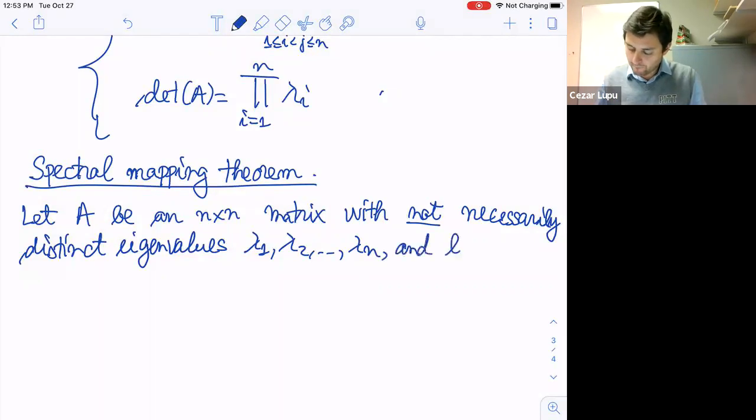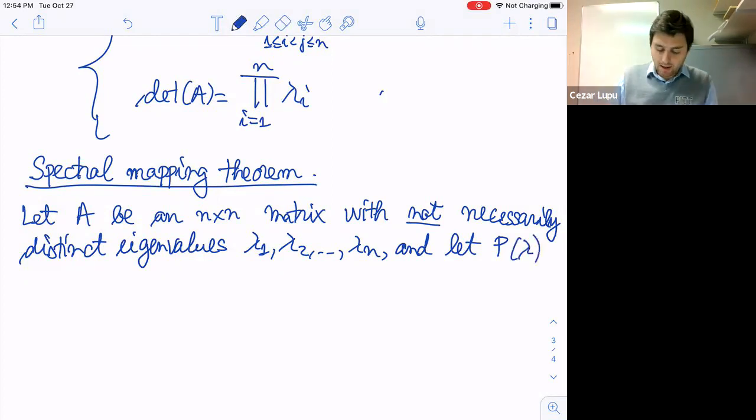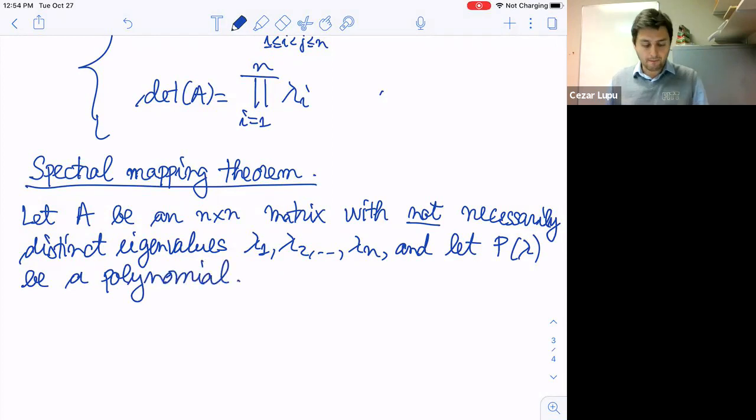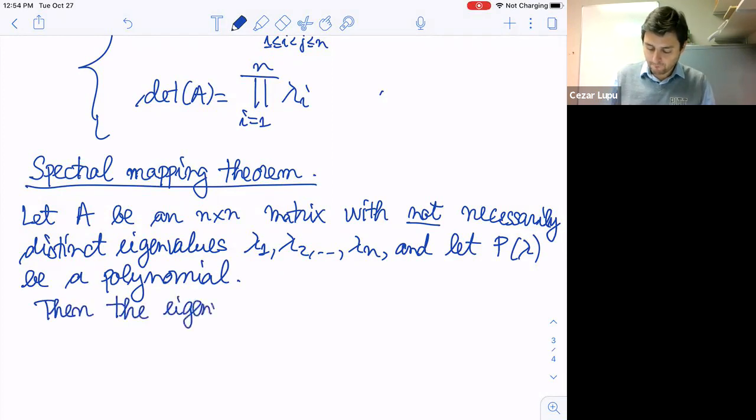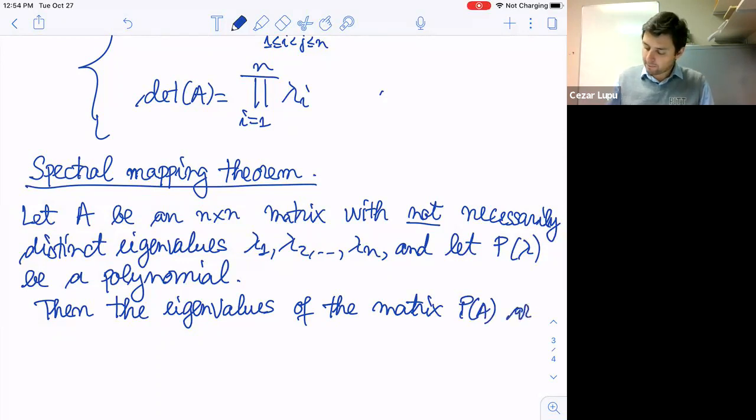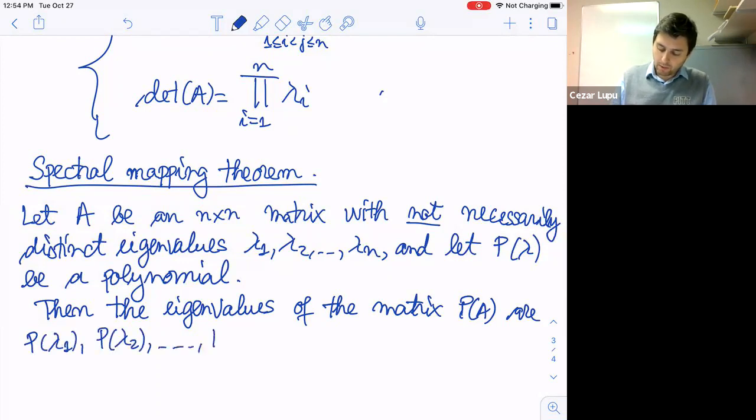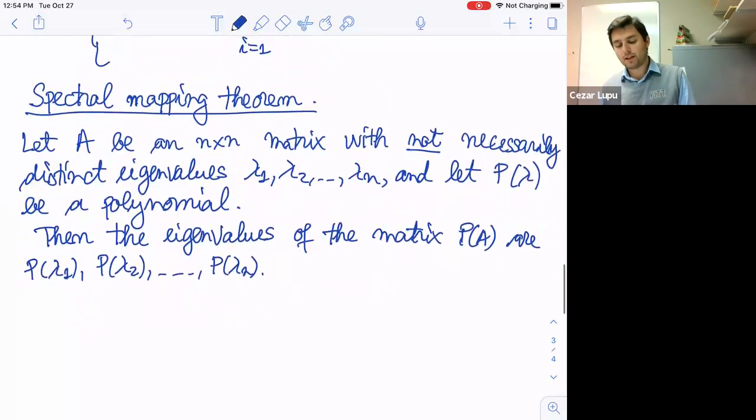And let P of lambda be a polynomial. Then the eigenvalues of the matrix P of A are P of lambda 1, P of lambda 2, and we keep going, P of lambda n. So that's the spectral mapping theorem.